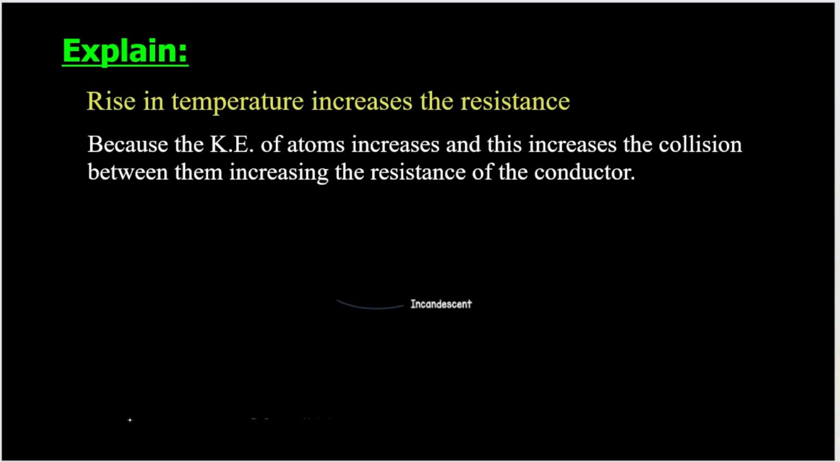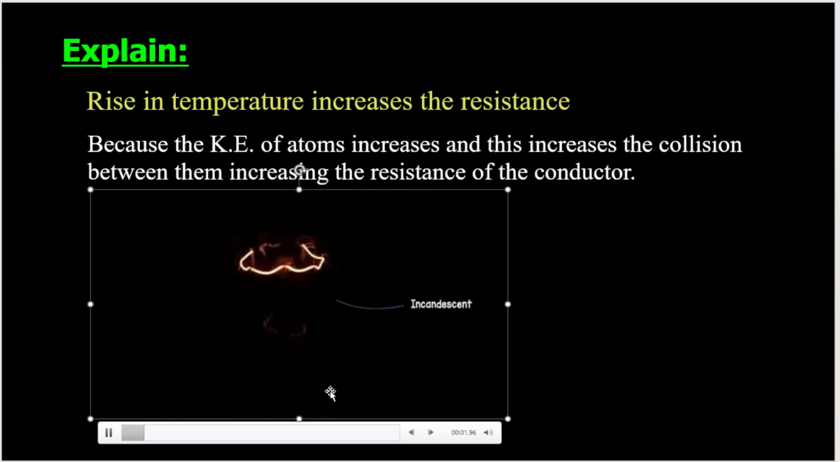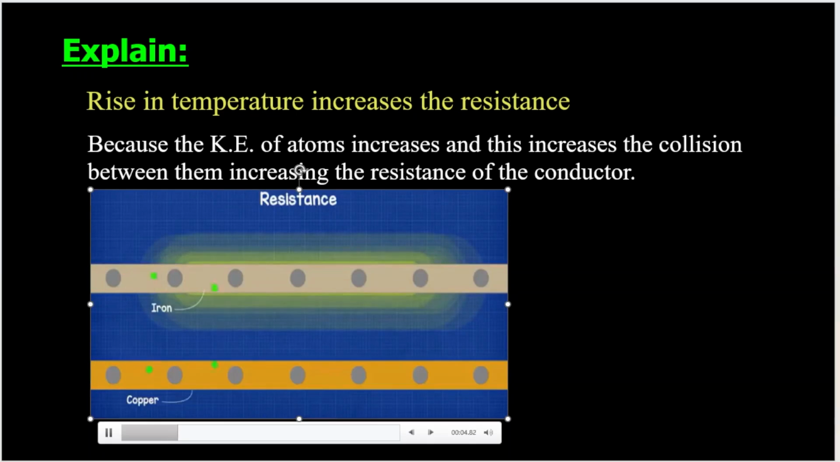Can you see? This is a bulb in which current will flow through it, but its resistance will increase because the temperature increases. So it doesn't obey Ohm's law, because when the temperature increases, the number of collisions increases because electrons gain extra kinetic energy and their velocity increases. So explain, the rise in temperature increases the resistance because the kinetic energy of atoms increases, and this increases the collisions. Collisions mean they collide, they hit each other. Between them increases, so the resistance of the conductor increases.